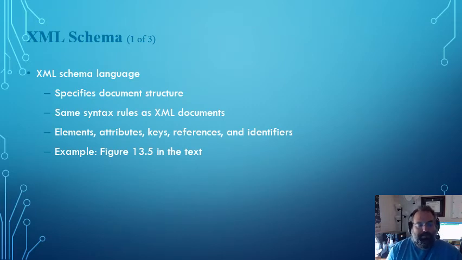XML schema language is somewhat similar, but it's implemented a little differently. Structure: it specifies the document structure, with the same syntax rules as XML documents. Elements, attributes, keys, references, and identifiers are included. And an example is 13.5 in the text.